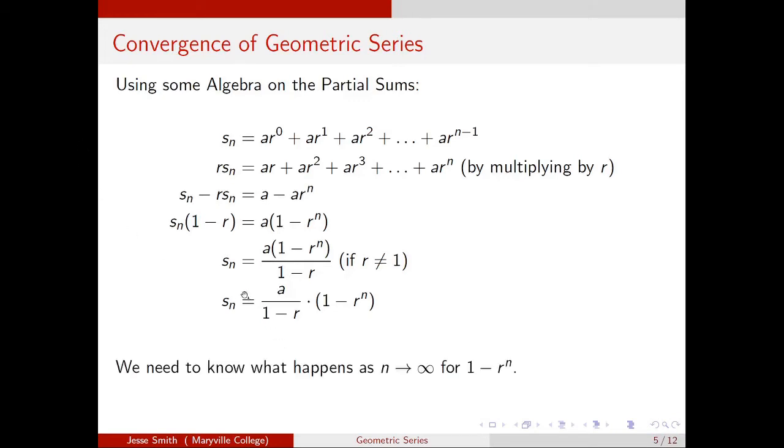So we now need to take the limit as n goes to infinity of Sn. This part of the formula does not have an n in it. So this is a constant as n is changing. So if we're taking the limit as n goes to infinity of this thing, this can be pulled out in front using the constant multiple rule for limits. Then we're left with taking the limit as n goes to infinity of this. But using the difference rule for limits, it would be the limit of this minus the limit of that. Well, the limit as n goes to infinity of 1 is 1. So we really just need to figure out what is the limit as n goes to infinity of r to the n. If we can answer this question, then we're good to go.